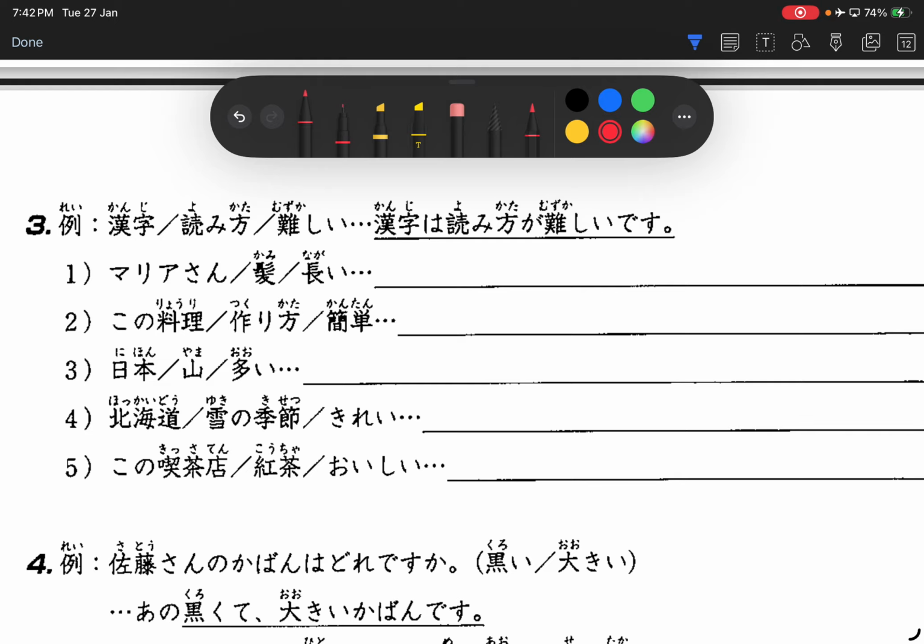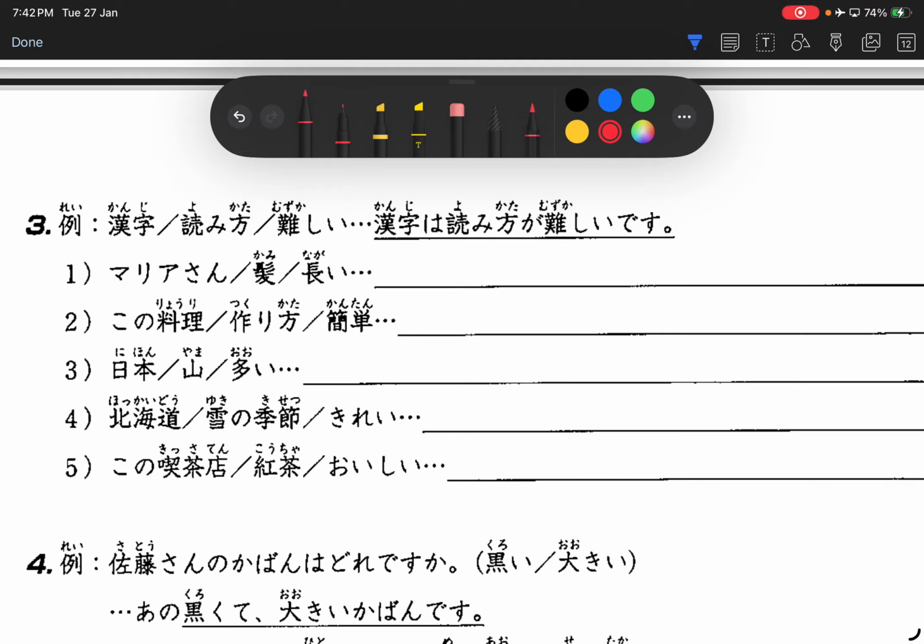We need to have something to describe the adjective. So right, cannot be kanji wa muzukashii. I mean, it makes sense like kanji wa muzukashii, but it's not about the kanji. This is more about the yomikata, which means the way of reading. Right? So when we just remove the masu and put the word kata, it just becomes the way of doing something. Right? So number 1. Maria-san, kami nagai. Yes, Raymond.